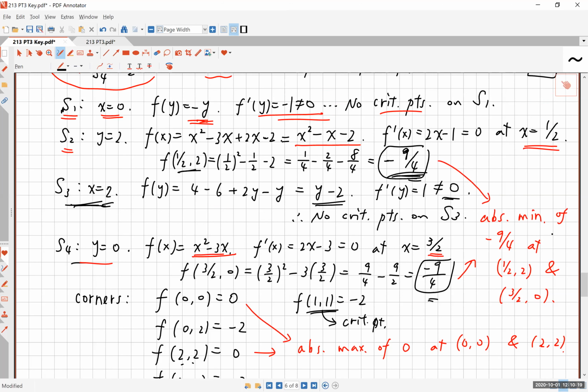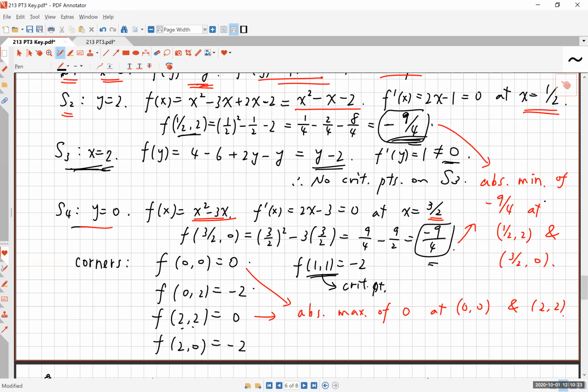So in this case, you have 1, 2, 3, 4, 5, 6, 7. 7 points to check, all right? And the maximum value among those 7 would be the absolute maximum. And the minimum value would be the absolute minimum. All right, so you have 0, -2, 0, -2, -2, -9/4. -9/4 is approximately -2.2. Well, it's -2.25. So these are the lowest.